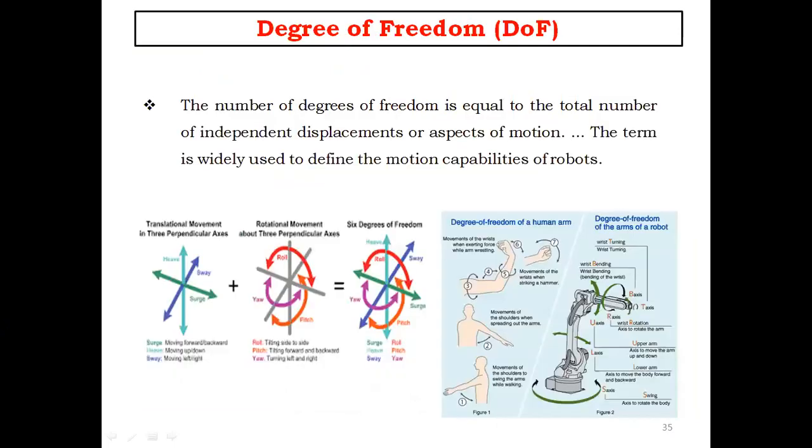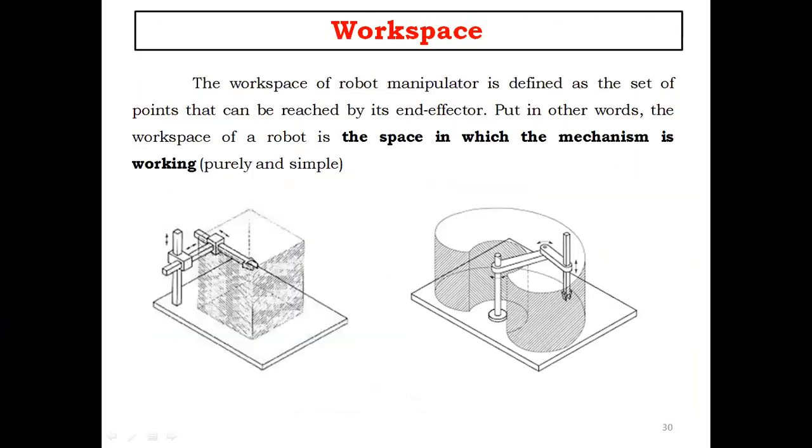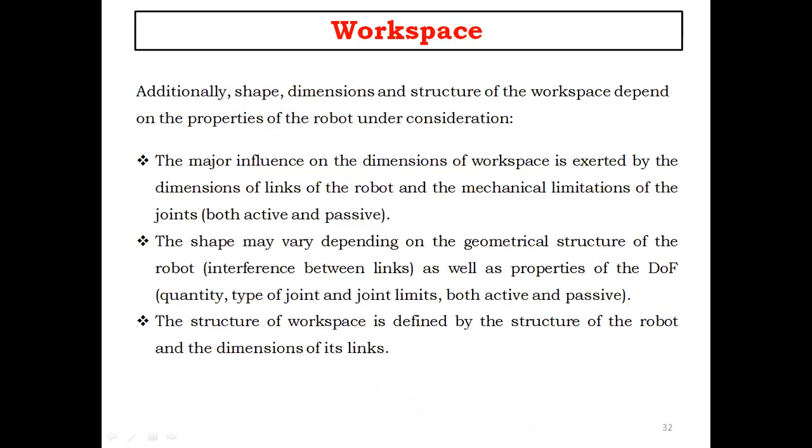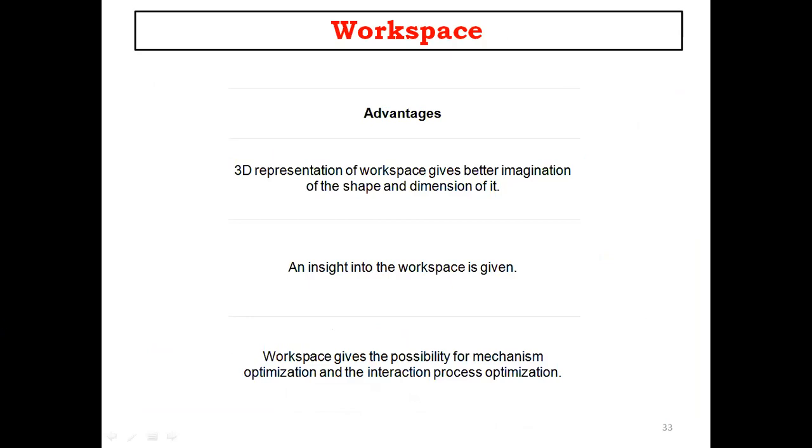So far in today's class, what about the workspace? Workspace is the space in which the mechanism is working. In order to use a robot, we should have knowledge about its shape, dimensions, and structure. The dimensions are defined by the dimensions of the links, and the shape depends on the geometrical structure. The structure again defines the structure of the robot and the dimensions of its links.